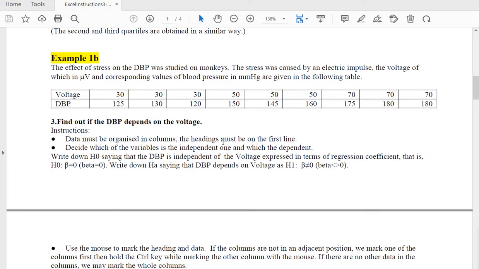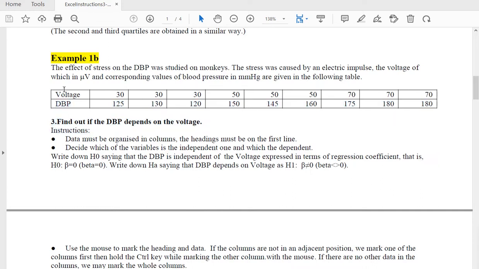So with this example, they have told us that the effect of stress on diastolic blood pressure was studied on monkeys. The stress was caused by electric impulse, the voltage of which in microvolts corresponds to the values given. Okay, so basically they've given us voltage, and the corresponding values of blood pressure are given in the table. So this is the voltage, and they're telling us that we are controlling it, and we're basically seeing if these electric shocks they are doing on monkeys affect the monkeys.